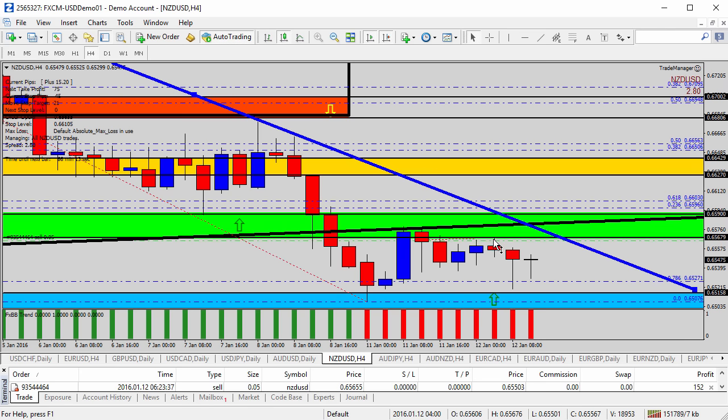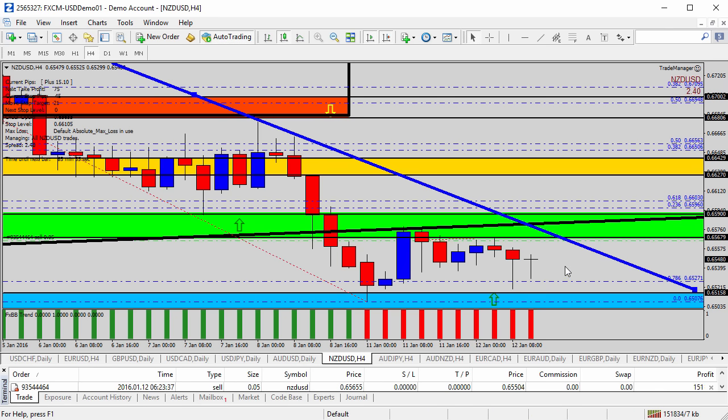Came back up, gave us another opportunity to get in. You can see I'm in it right now at the 65.65 level. That's just at the bottom of our green zone. We've seen a decent amount of profit on this trade. We've seen it fall down about 40 to 45 pips of profit on the trade. Currently sitting about 15 pips of profit.